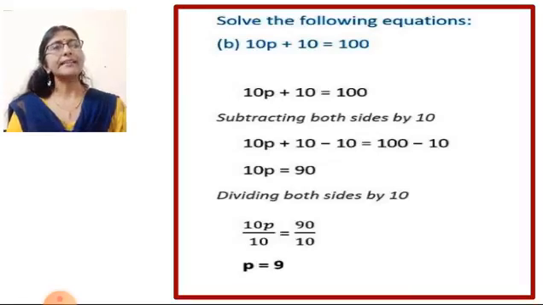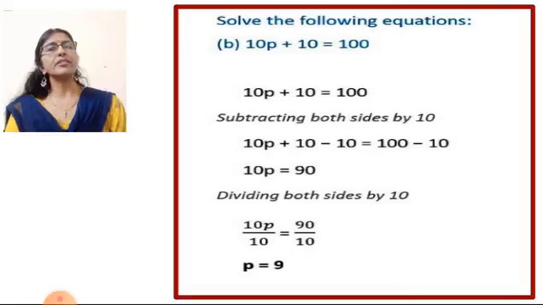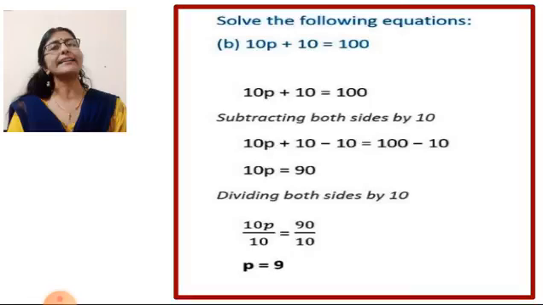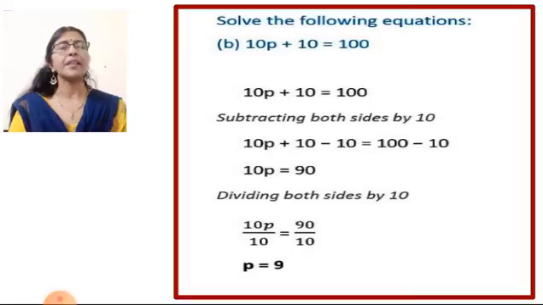10p plus 10 is equal to 100. Now here you have to first remove the plus 10. If you want to remove this first, what do we have to do? We have to do subtraction first. So we are going to subtract this equation by 10 on both the sides. This is the way you have to write. So it will be 10p plus 10 minus 10 is equal to 100 minus 10.